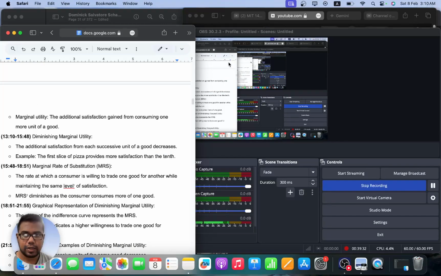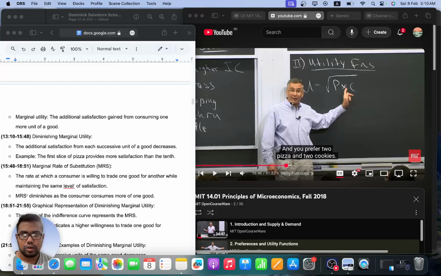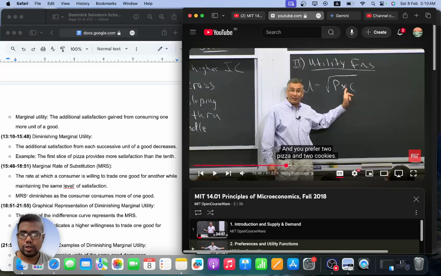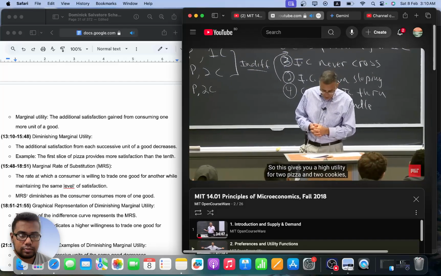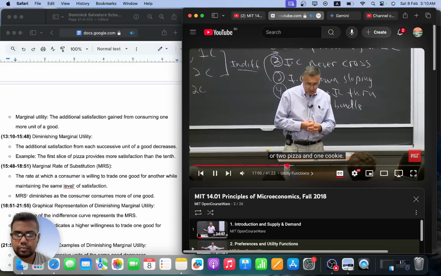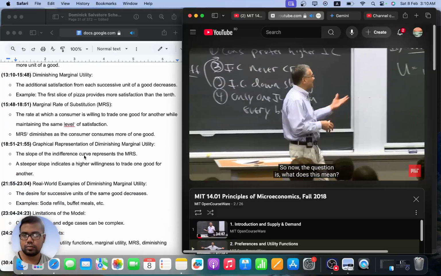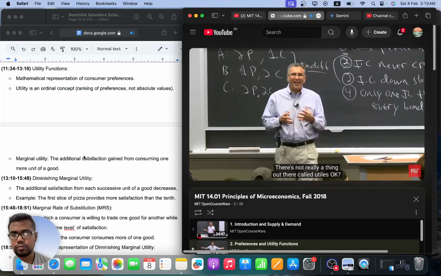Okay, we are back. By the way, this seems like a Cobb-Douglas function of a kind. Two pizzas and two cookies, that's 2. So this gives you a high utility for two pizzas and two cookies. Then one pizza and two cookies, or two pizzas and one cookie. So now the question is, what does this mean? What is utility? Well, utility doesn't actually mean anything. There's not really a thing out there called utils.